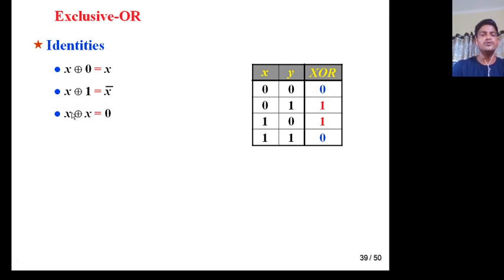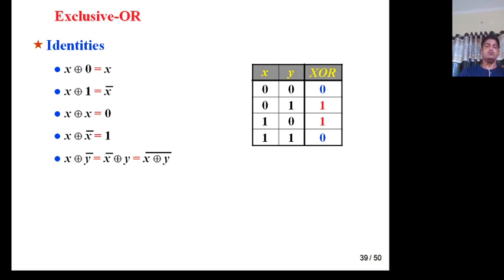If both inputs are the same, output is always 0. If both are the same, 0 0 and 1 1, output is always 0. If both inputs are complement of each other, 0 1 or 1 0, output is always 1. So you have to remember these properties. If both inputs are the same, output is 0. If both inputs are different, output is always 1.